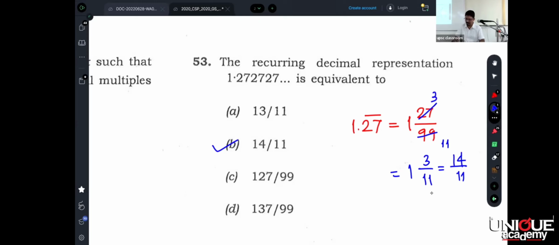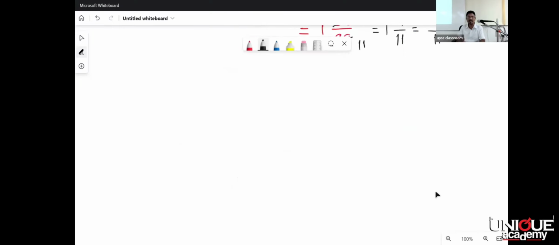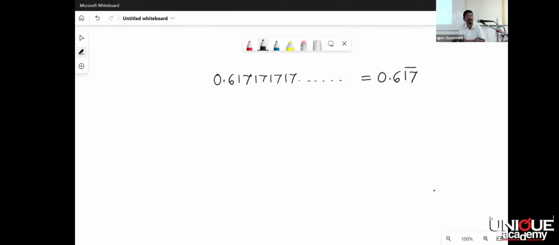Now, the next one I'd like to ask. See, 0.617171717 and so on. Let me tell you, 0.617 and only 17 are recurring. Are you getting this example? 0.617, 171717 recurring. It is not fully recurring now. Here, the integer part is 0 only.